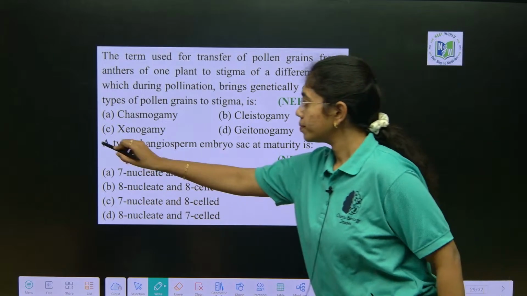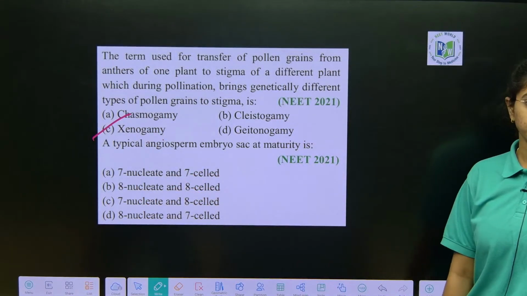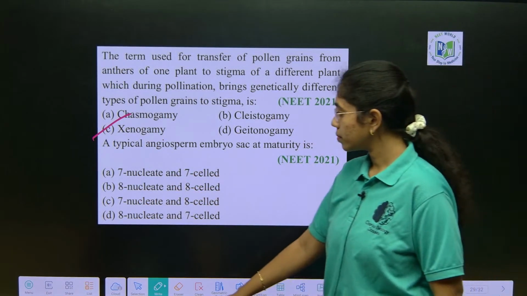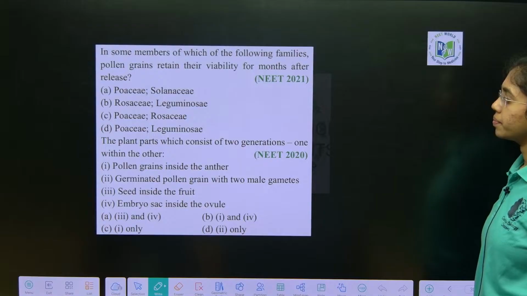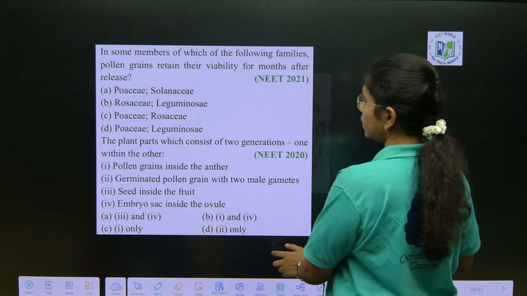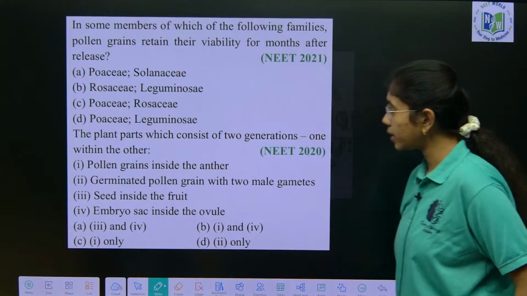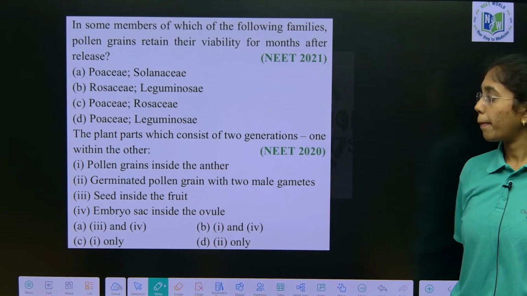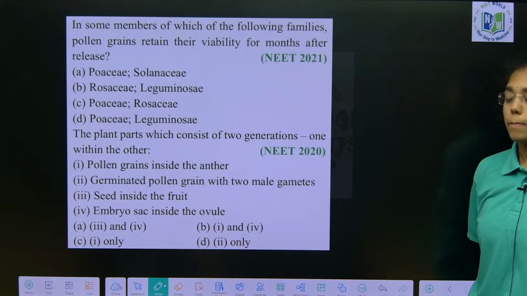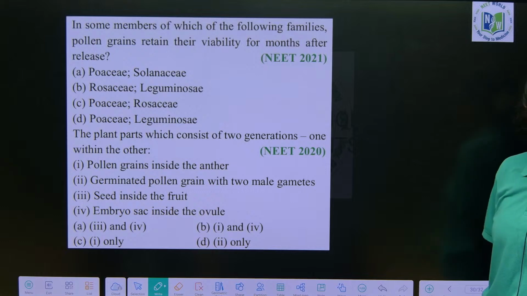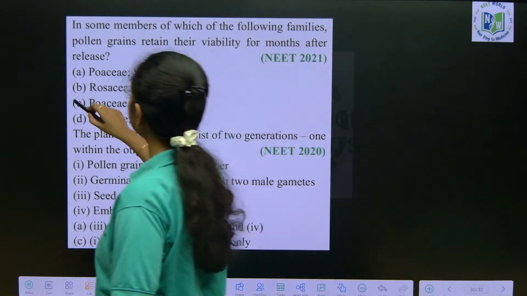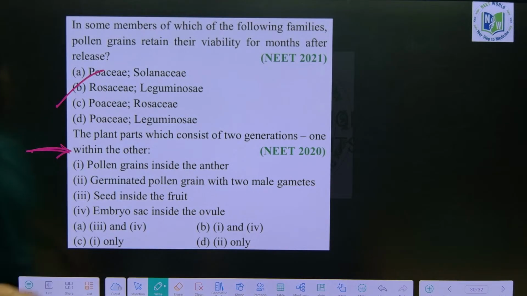Good. See, this is a simple question. Very good. Option? Next. Simple, easy questions. Don't expect such types now. B. Rosaceae and Leguminosae. Good. This one. Simple. You can answer.